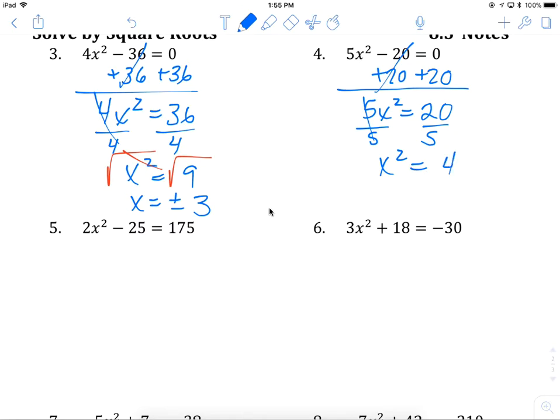Gives me x squared equals 4. To get rid of the squared, we're going to have to square root because that's how we cancel it. And our final answer would be x equals plus or minus 2. We square rooted the 4.